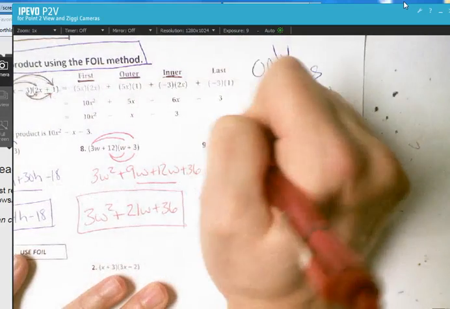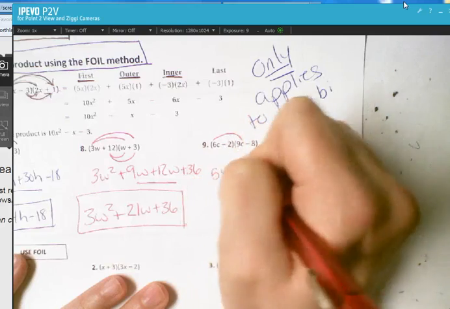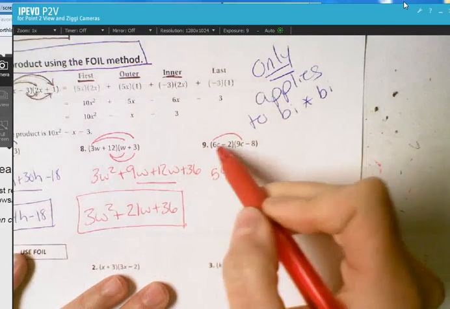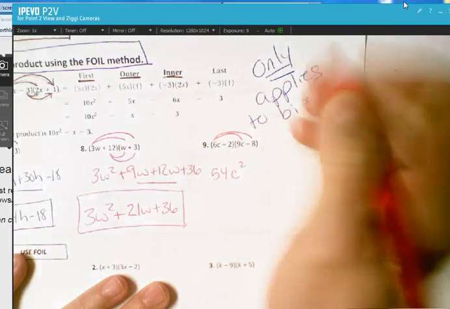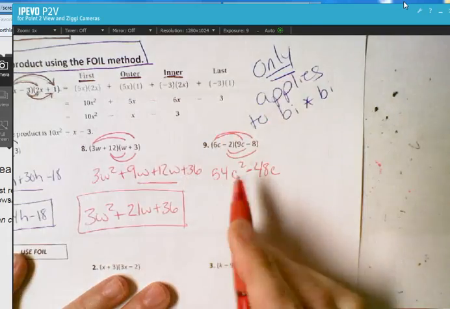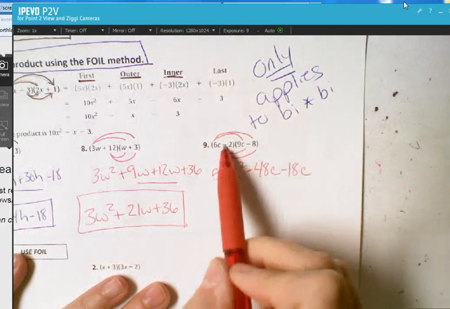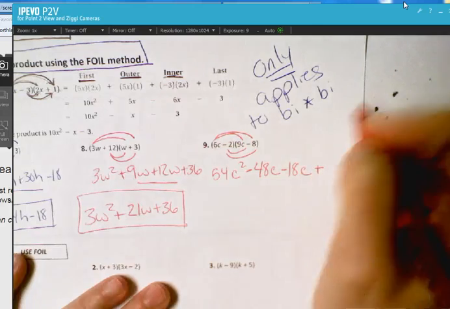And one more. First ones together. 6 times 9 is 54. C times c is c squared. 6 times negative 8 is a negative 48c. Watch your signs. Negative times a positive is a negative 18c. Negative times a negative is a positive 16.